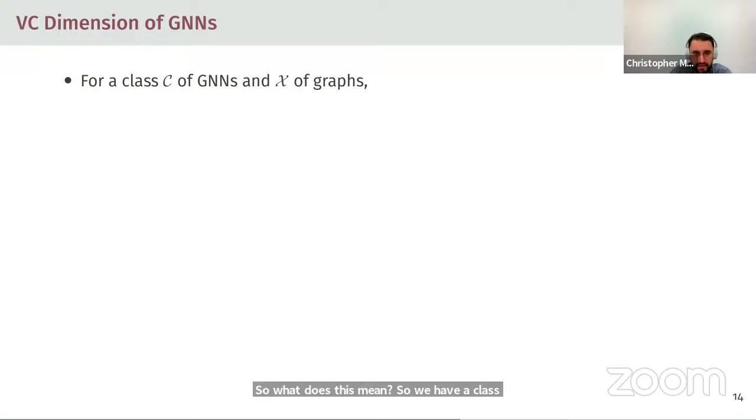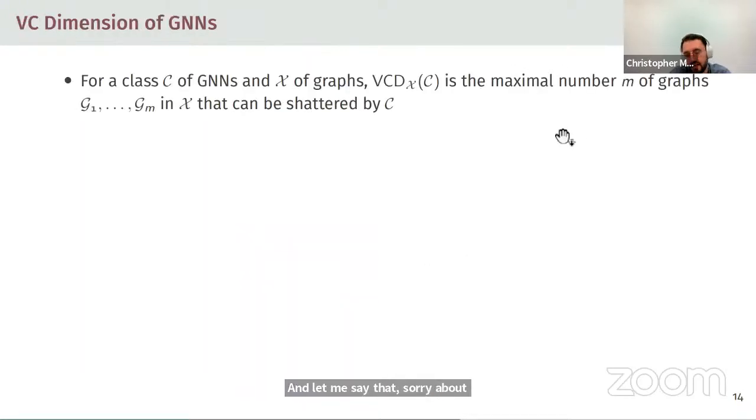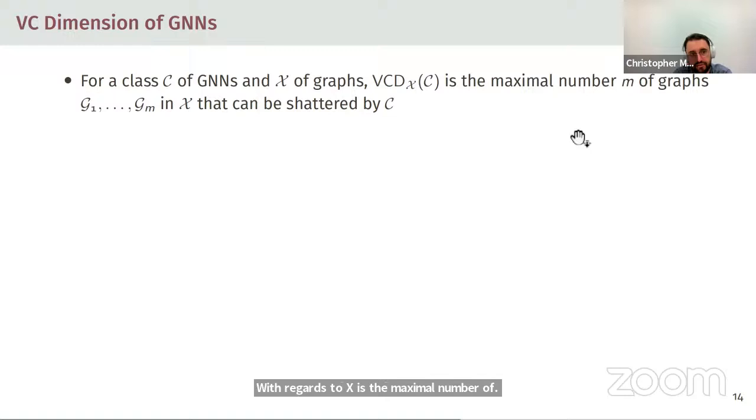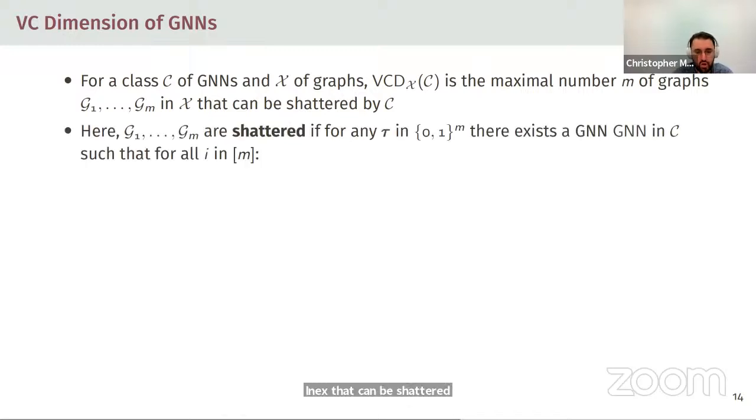So we have a class of GNNs, so a class of permutation invariant functions over graphs, and we have a set of graphs X. Then we say that the VC dimension of the class C of GNNs with regard to X is the maximal number M of graphs G1 to GM in X that can be shattered by our class C. So what do we mean by shattered here? The graphs G1 to GM are shattered if the class C can represent any possible binary pattern, any possible classification pattern over these M graphs, right?